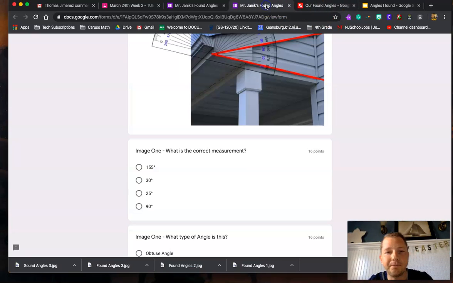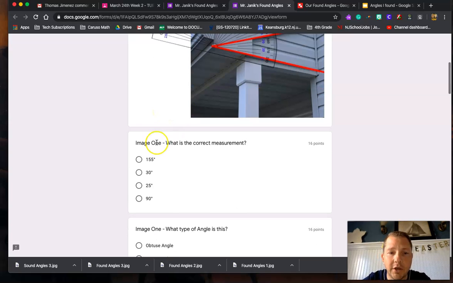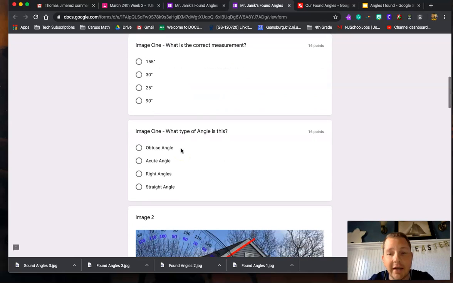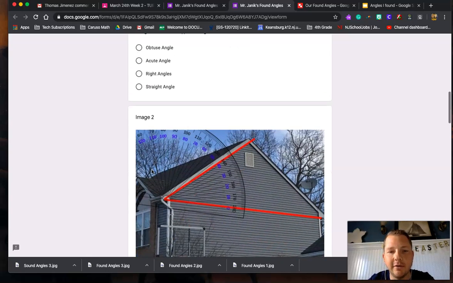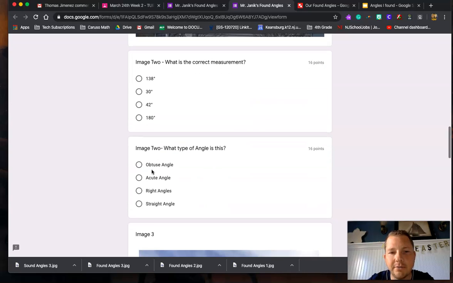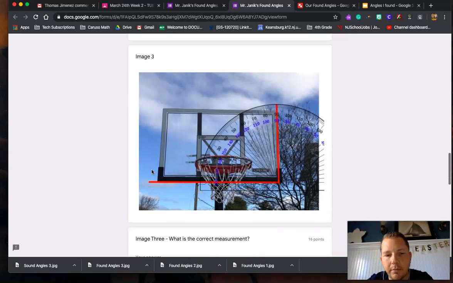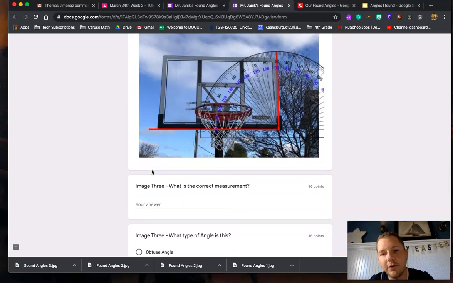Now here it is. This is what you're looking at. Here's the first image. You're going to tell me what is the measurement of that angle. You're going to tell me what kind of angle it is. Is it obtuse, acute, a right or a straight angle? Same thing for image 2. Here are your choices. Here are some more choices for what type. Image 3, but I am not going to give you a multiple choice. You got to type in the correct answer.